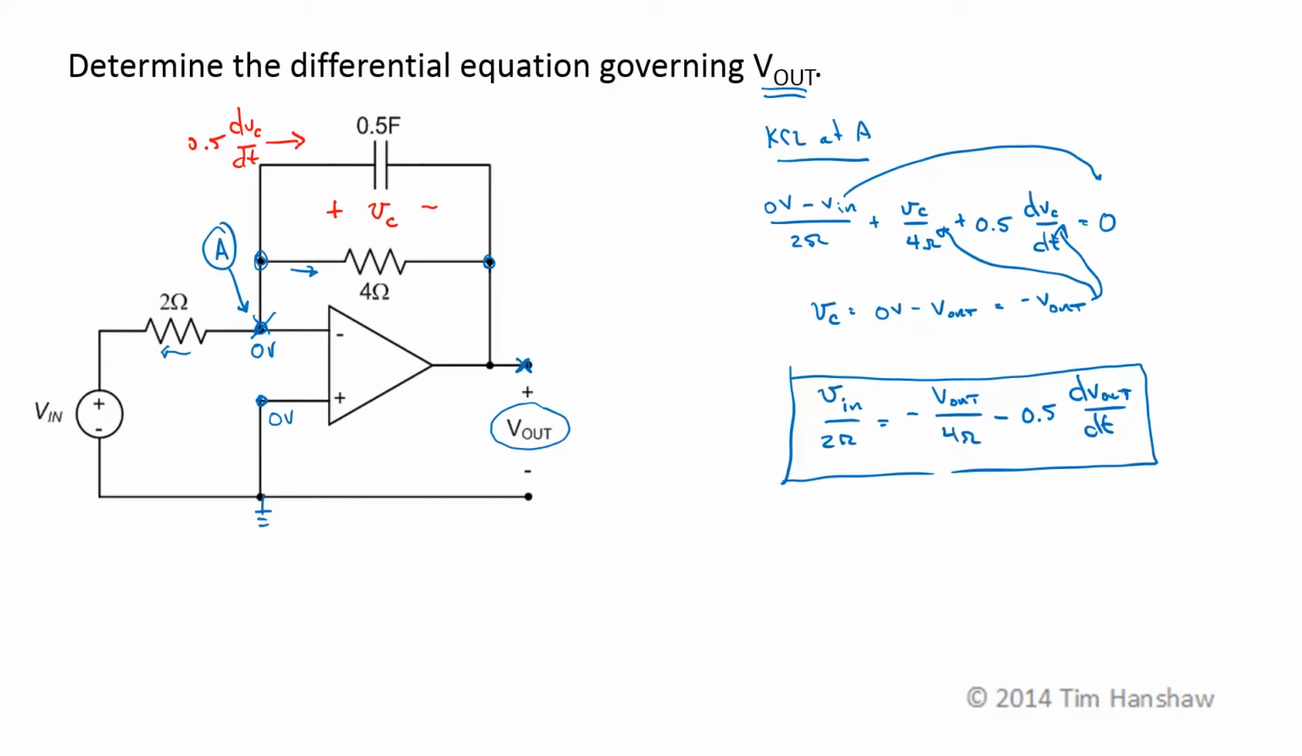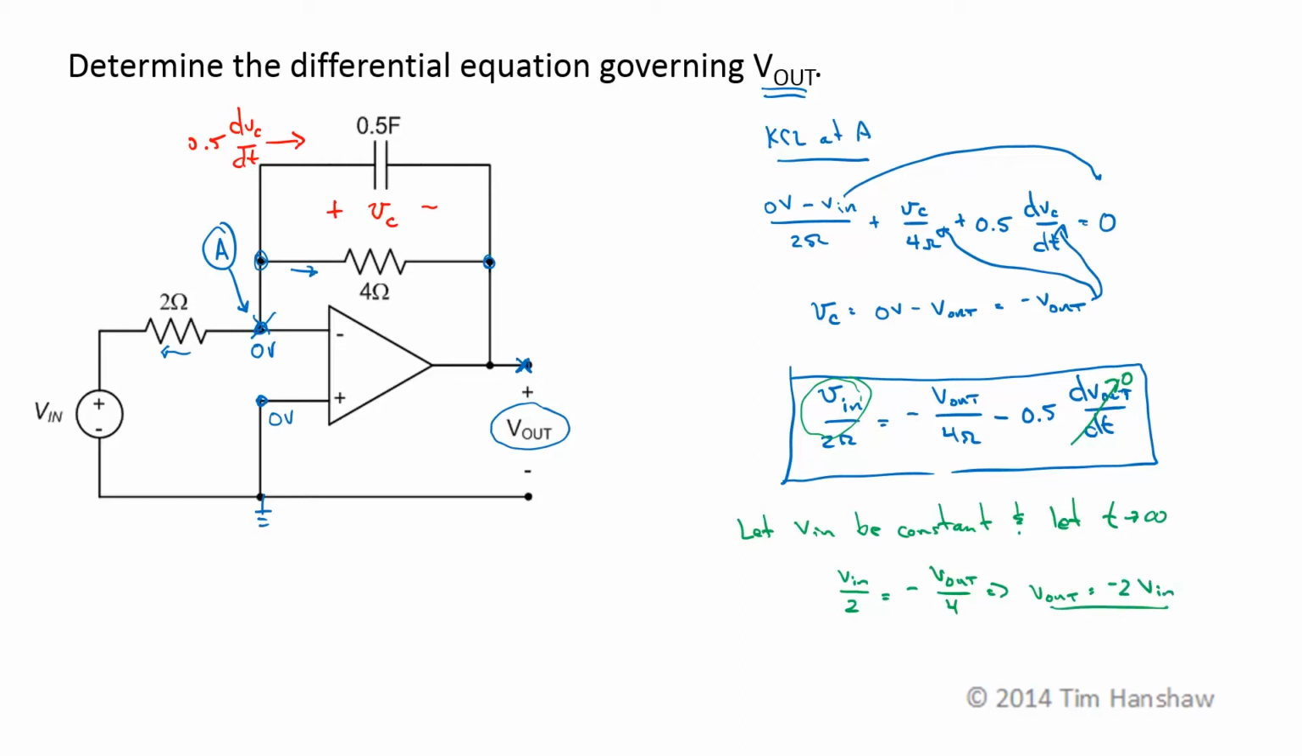The easiest way to check it is to let V in be a constant and see what happens as t goes to infinity. In that particular case, this is going to be a constant value. As t goes to infinity, the homogeneous solution will die out and we'll only have the particular solution left. The particular solution is going to have the same form as the input, so it's going to be a constant. If V out is a constant, this goes to 0 and we have V in over 2 is equal to minus V out over 4, so V out is equal to negative 2 V in.